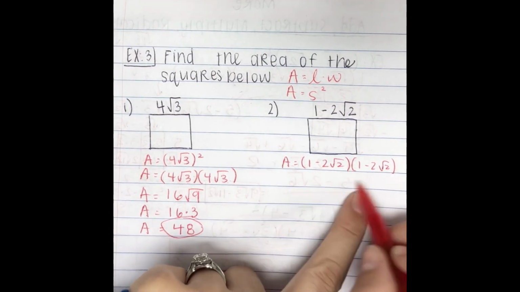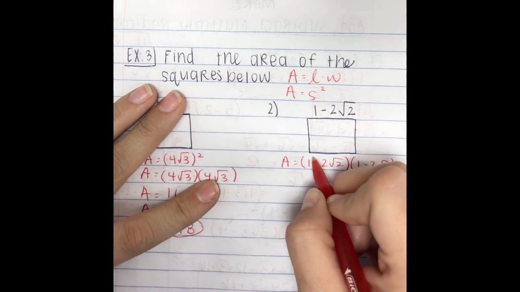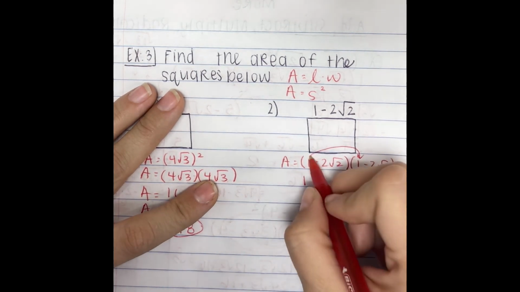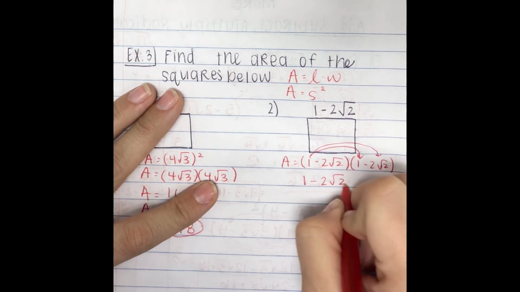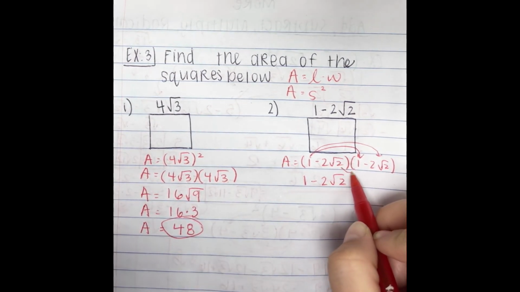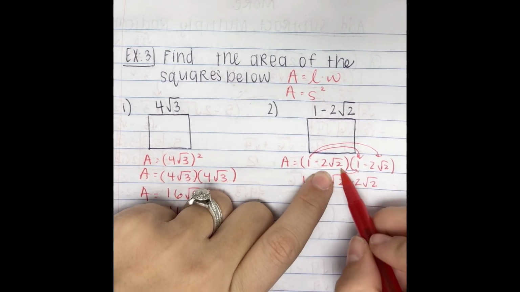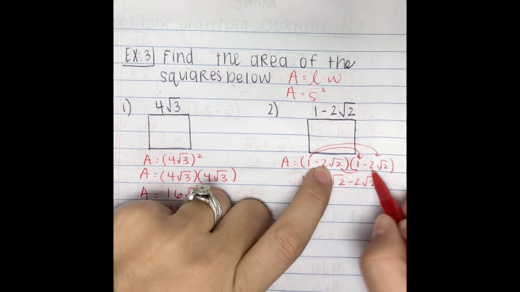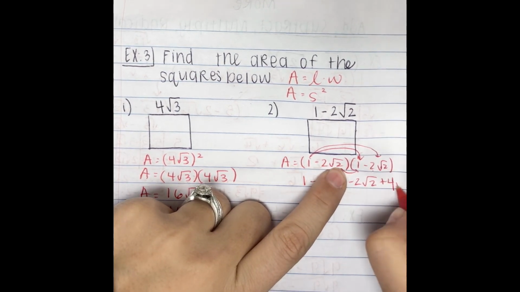So once again, you can use box method or you can distribute, okay? So I'm just going to distribute. 1 times 1 is 1. 1 times negative 2 square root of 2 is negative 2 square root of 2. And then we move on to our next term. Negative 2 square root of 2 times 1 is a negative 2 square root of 2. And negative 2 square root of 2 times a negative 2 square root of 2. Negative 2 times a negative 2 makes a positive 4. Square root of 2 times square root of 2 is square root of 4.